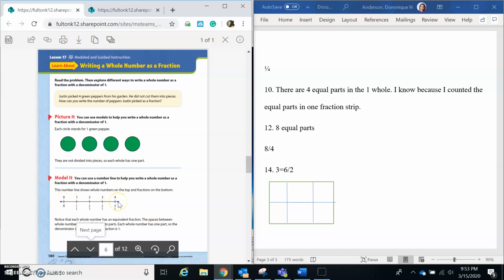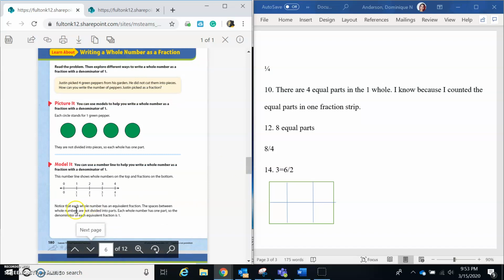Alright, you can also use a number line. The number line shows whole numbers on the top and fractions on the bottom. Notice that each whole number has an equivalent fraction. The spaces between whole numbers are not divided into parts. Each whole number has 1 part, so the denominator of each equivalent fraction is 1. So when you see that the denominator is 1, that means it's a whole number, because how many equal parts do you have of the whole? 1. This is 1 whole piece, so my denominator is 1.